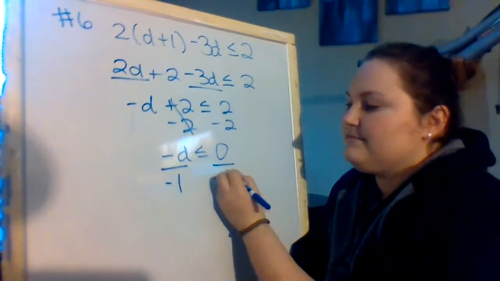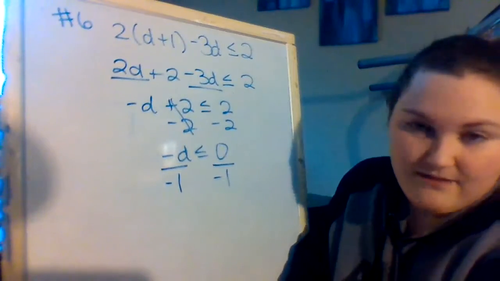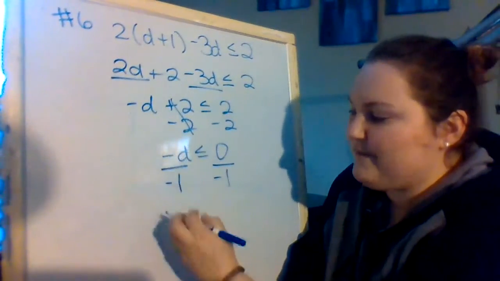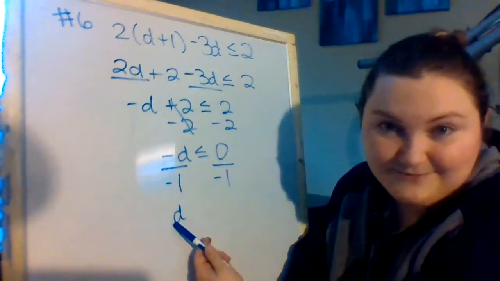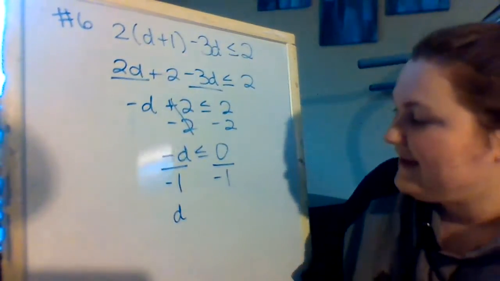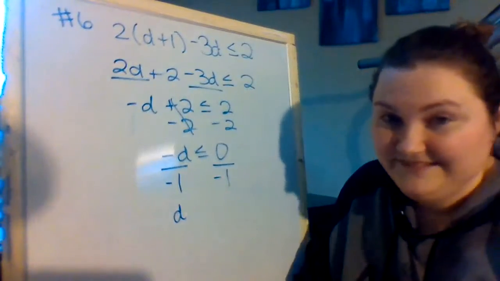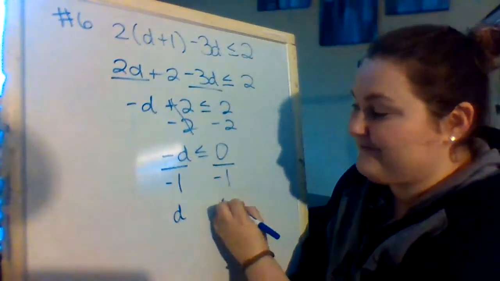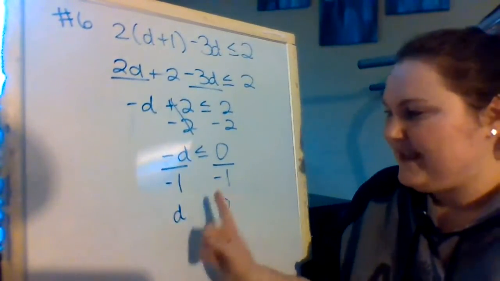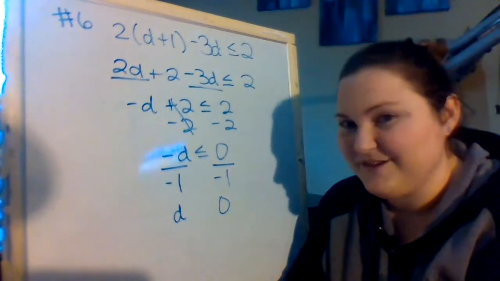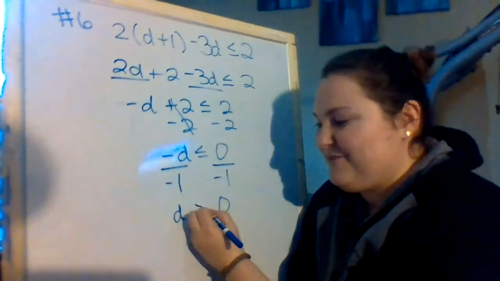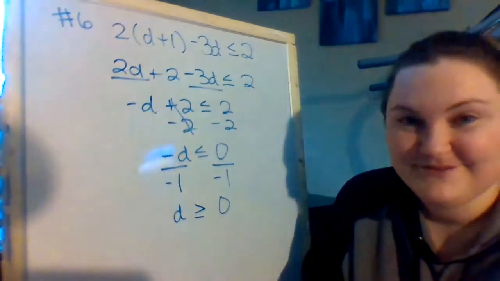Divide here, divide here. When we do that, just like always, we're dividing so that we get our variable by itself. Negative 1 divided by negative 1 is positive 1, positive d, which is what we wanted. 0 divided by negative 1 is 0. And in between them, what have you written on your page? Have you written greater than or equal to?